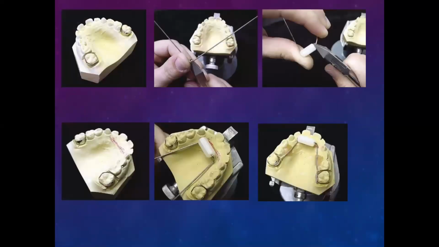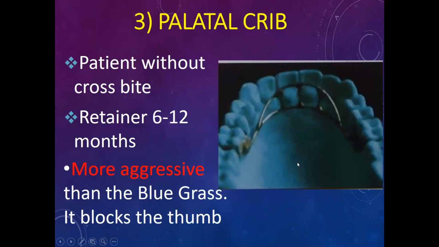So this is how it is constructed. First of all, the bands are selected, and this bead, which is rotated inside the wire, is inserted into the wire, and this wire is soldered with the band.